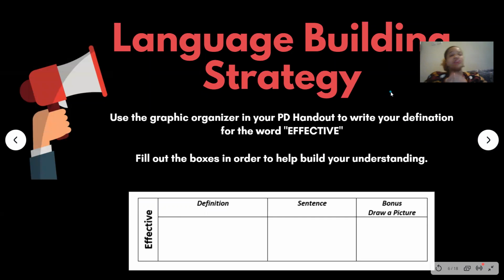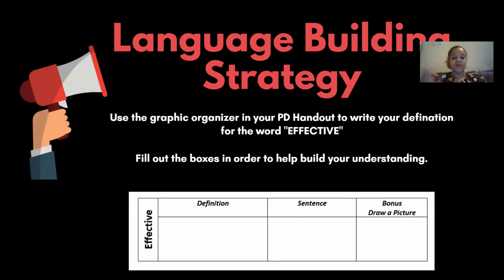And right now, go back to your PD thing. We have a language building strategy. Since our key focus today is effective, use your graphic organizer to write your own definition of the word effective and fill out the boxes to help build your understanding. And this is a vocabulary strategy. It's basically taken from Marzano, but we've modified it just a bit for time. I want you to write your definition of effective so we can remember what we mean here. Put the word effective in a sentence. And if you have bonus time, try to draw me a picture. Can you draw me a picture of effective?